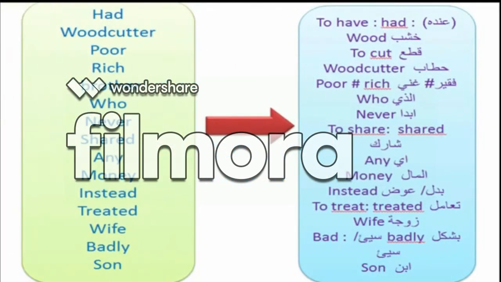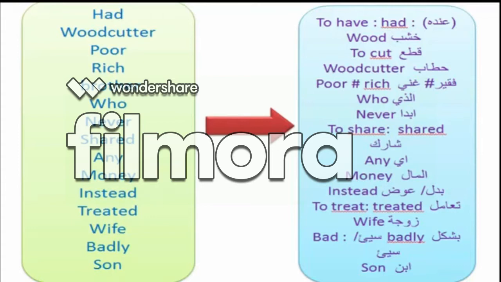Now, those are the key words. So in that passage, we have had, woodcutter, poor, rich, brother, who never shared any money, instead treated wife badly, and son. Let us explain. Had. We have the verb in infinitive form is to have.